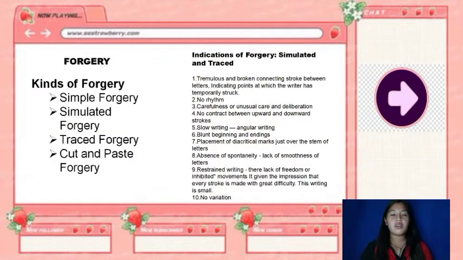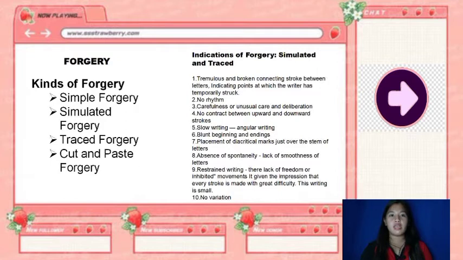Forgery. Forgery is strictly a legal term which involves not only a non-genuine document but also an intent to defraud. However, it is also used synonymously with fraudulent signature or spurious document. Kinds of forgery. First is simple forgery. The forger does not try to copy a model but writes something resembling what we ordinarily call a signature.